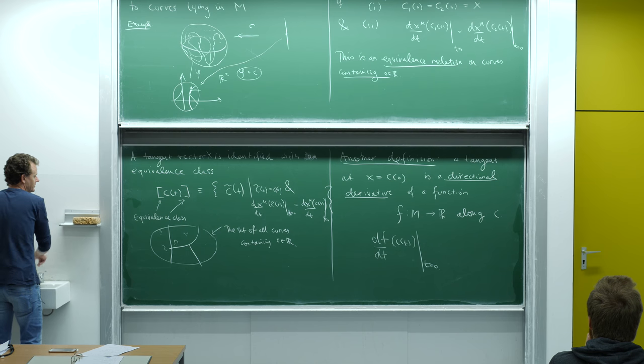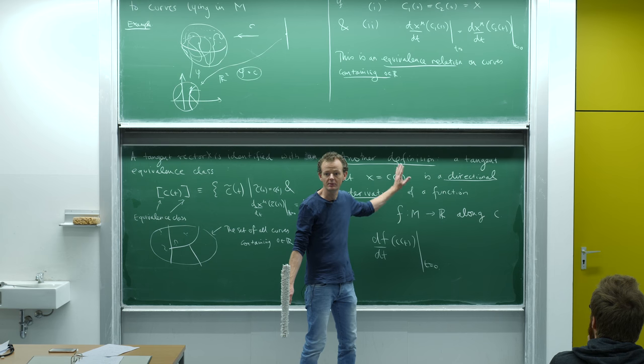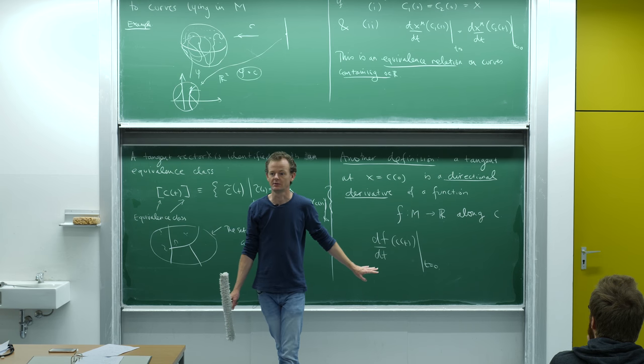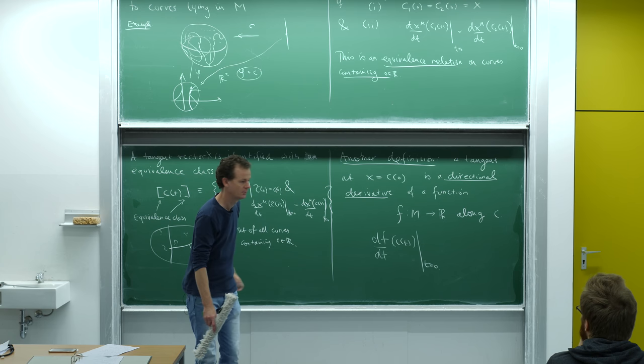So if you didn't know about manifolds and you just saw this expression written down and m was R to the m, that would make complete sense, right, what I just wrote from vector calculus. Directional derivative of a function along a curve, something you've seen before, I hope.